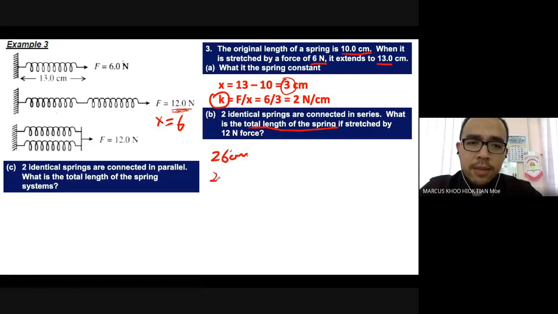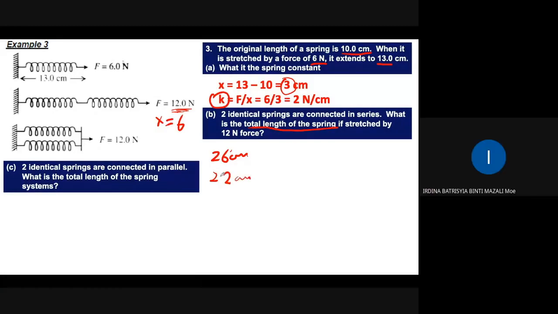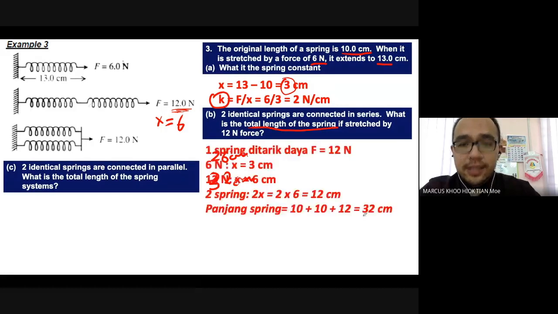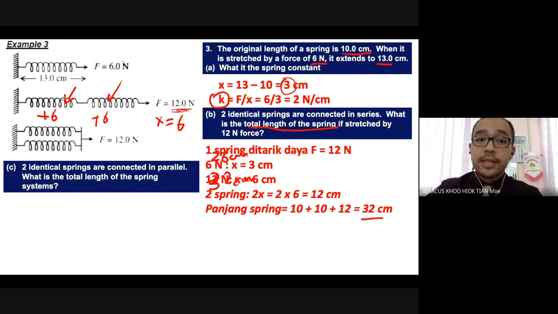22. Somebody said 22 cm. 32. Somebody said 32 cm. Any other answers? Remember, series. Okay. So actually, the answer is 32 because each spring will extend 6. They will plus 6 plus 6 because it's in series. Okay, but the original length is 10 lah. 10 plus 6 will become 16. So 16 times 2 will be 32.